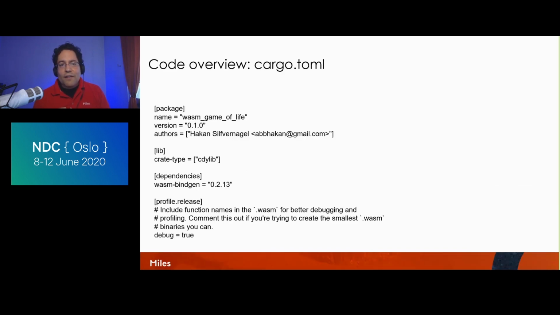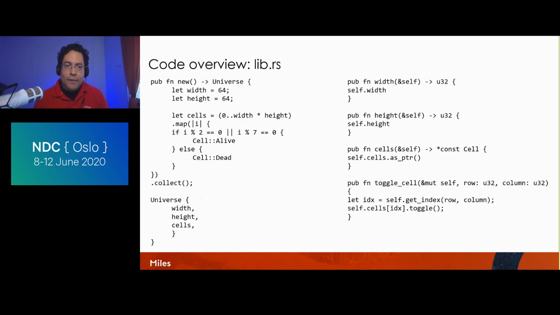Again, here is our cargo package definition. We define the name, the Wasm Game of Life, and the author and the version. We need to define what type of library this is, so this is the C dynamic library. And then we also need to define our dependencies. As before, we need to have a dependency on Wasm bindgen in order to generate this glue code that I was talking about.